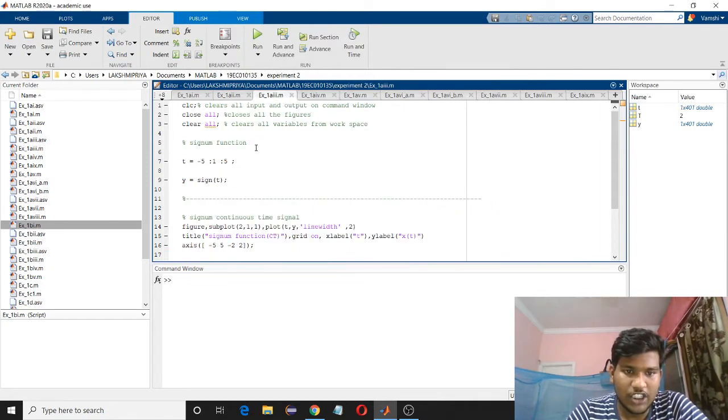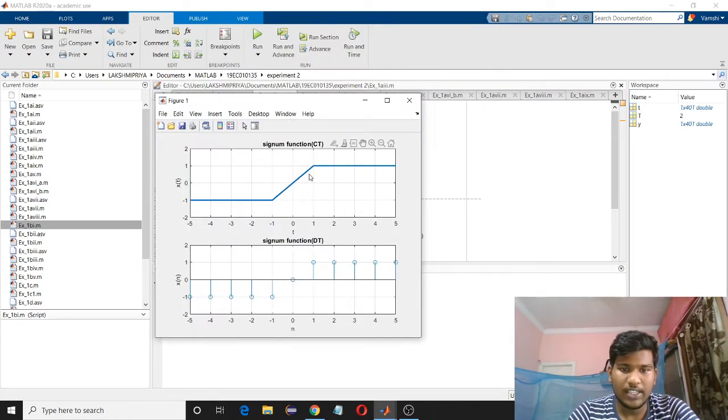Third function is the signum function. T is running from -5 to 5 with an incrementation of 1. We have an inbuilt function to plot the signum function. When t is greater than 0, y will be 1. When t is equal to 0, y equal to 0. When t is less than 0, y will be equal to -1. Now let's run it. So we have got the output. This is a continuous time signal. This is a discrete time signal.